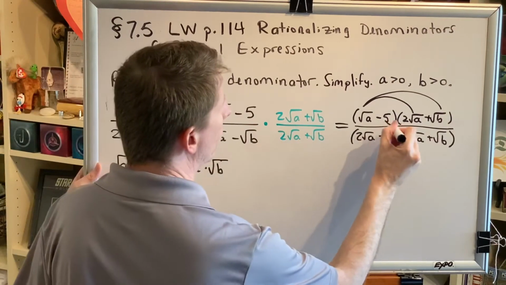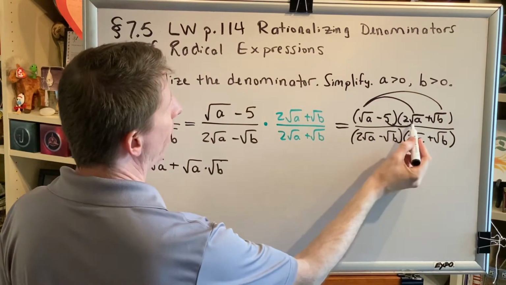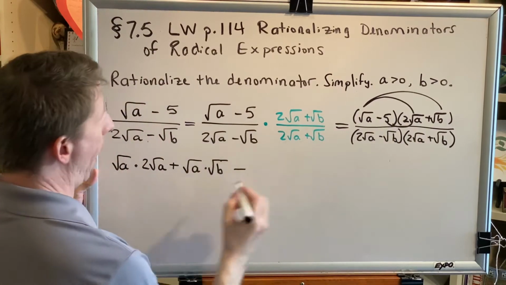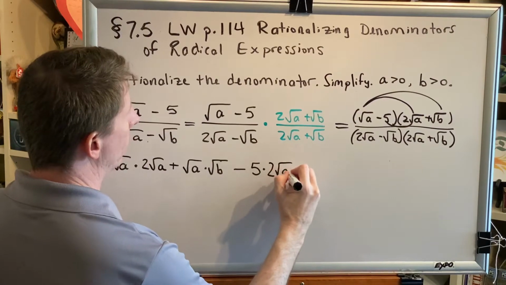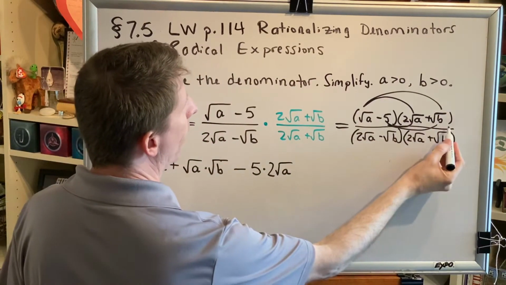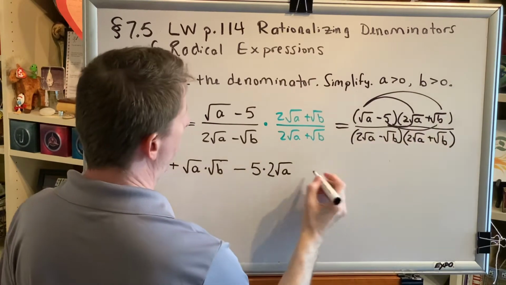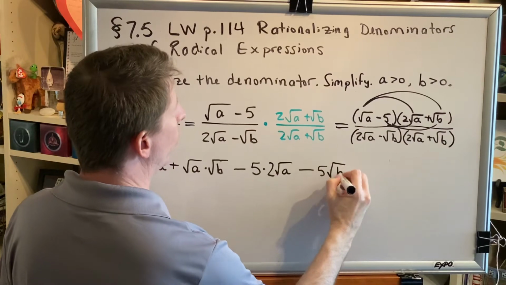All right, now the inside. I've got a 5 times 2 root a. One negative, one positive, so I'll write subtract. Subtract 5 times 2 root a. And then the L part of FOIL, I've got a 5 times root b, one negative, one positive, so I'll write subtract. 5 root b.